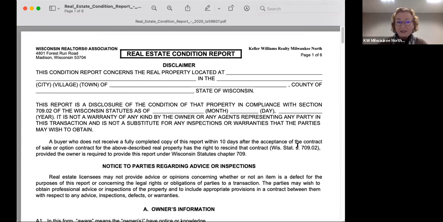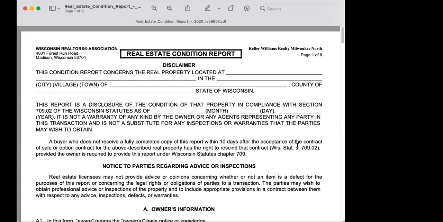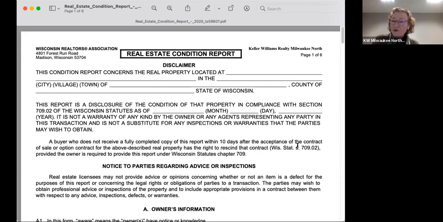Number one, this is a state law. This is not a real estate law. This is Wisconsin statute 709.02. It is required of everybody selling a house, whether they're for sale by owner or they are working with a real estate agent. So they are to disclose the condition of that property as of, and it's important to put in the month, the day, and the year in this form.